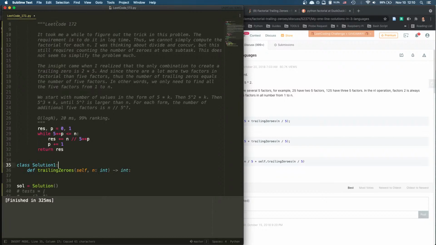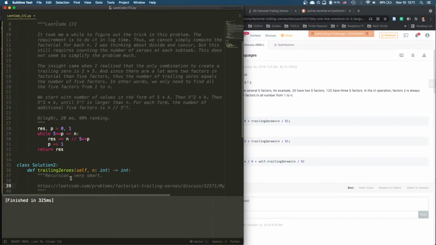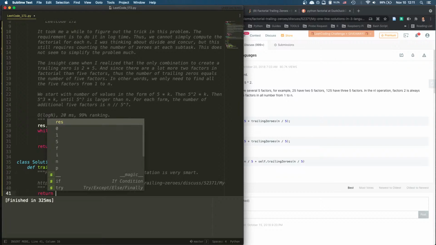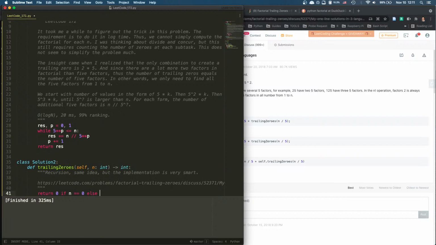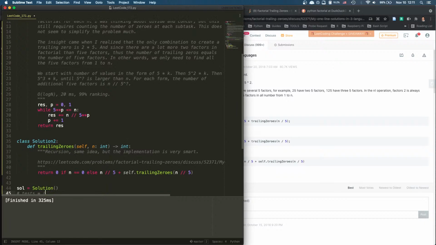So we did hit the correct answer. This one, recursion, very smart. Same idea, but the implementation is very smart. So just return 0, right? If n equals 0, else n divided by 5 plus self.trailingZeroes, n divided by 5. Boom! That's it.